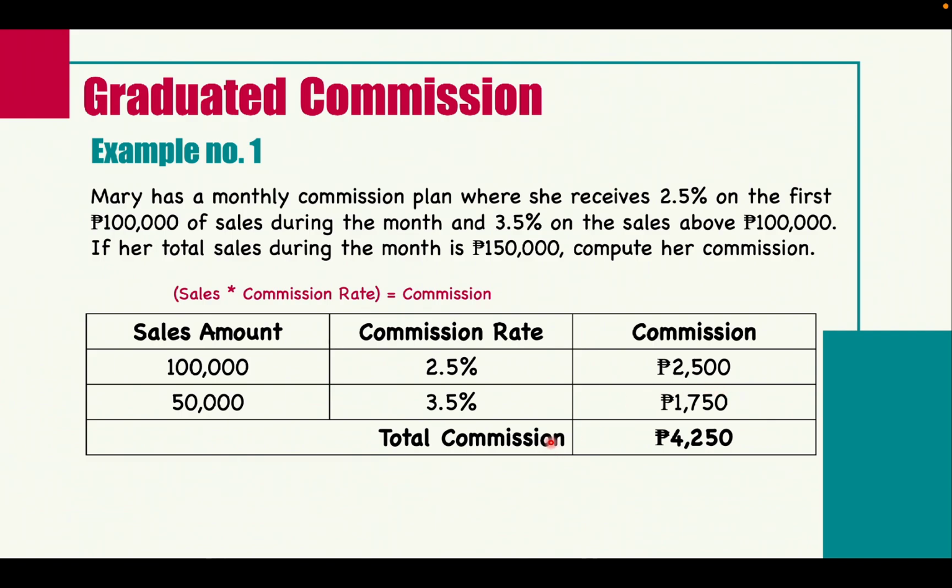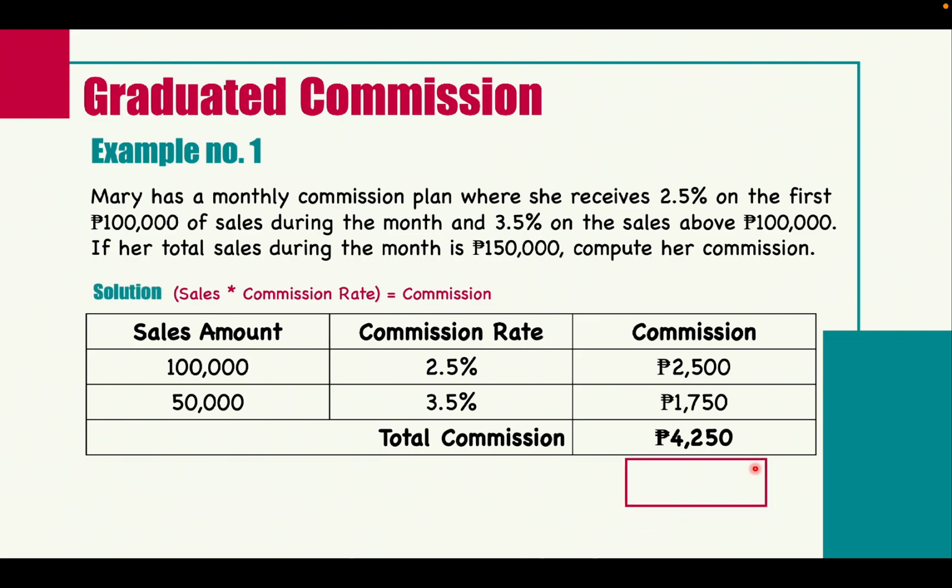Okay? And then after you have computed all the commissions for each level or for each sales amount, you will just add everything up. And so you get 4,250 pesos. So, dun sa benta ni Mary na 150,000, meron siyang commission na 4,250 pesos. Just please take note, this is not a salary plus commission ha. Ibig sabihin yung 4,250 pesos ay commission lang. Okay po? In case na magkakaroon ng salary, halimbawa si Mary ay meron pa siyang 20,000, let's say, salary, idadagdag nyo lang siya dun sa commission. Okay?